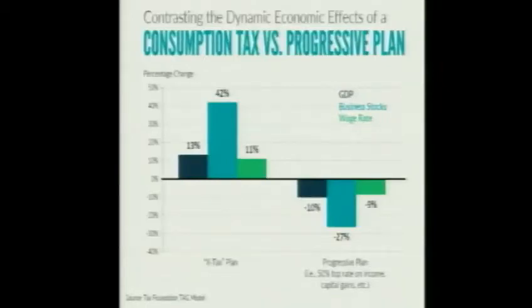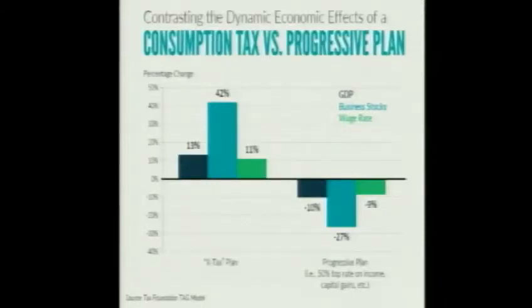And we've matched that up against a stylized progressive plan. This is like a Thomas Piketty type plan that raises the top rate to 50% and taxes capital gains and dividends at ordinary rates, otherwise 50%. Dramatically different economic results, as you can see here. The X-tax plan, or this consumption-based plan, boosts GDP by 13%, which in turn boosts capital stock or business stocks by 42%, which in turn boosts wages by 11%.